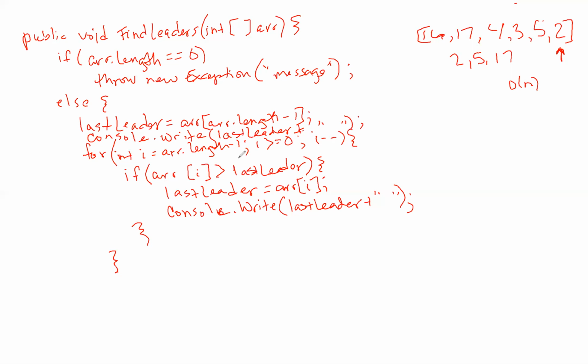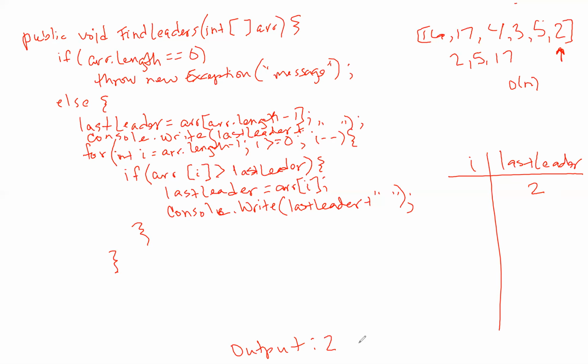All right, so let's do a little walkthrough. We have i and we have lastLeader. We go into our program, and if array.length is equal to 0, it's not, so we don't throw that exception. We go into the else. lastLeader is equal to array at array.length minus 1, which is 2. And then we have the console write, so we'll put our output down here: lastLeader and then a space.